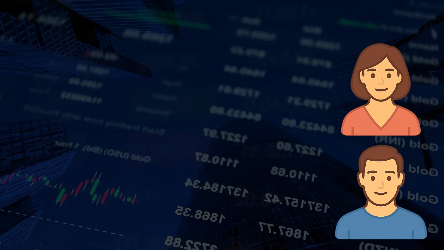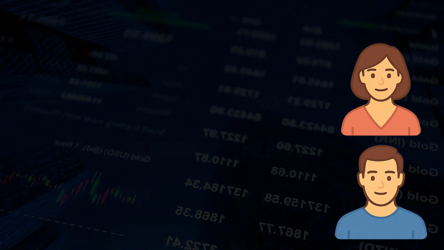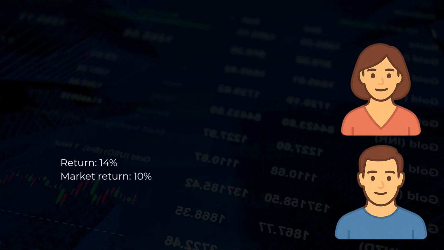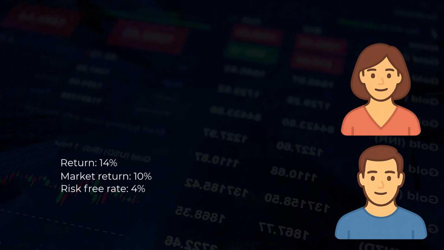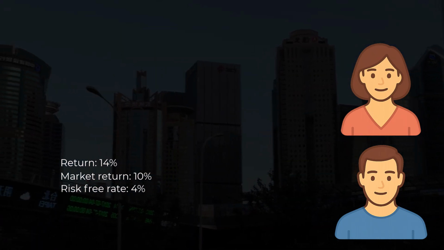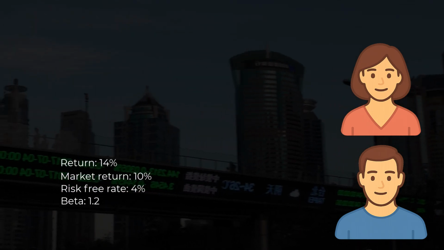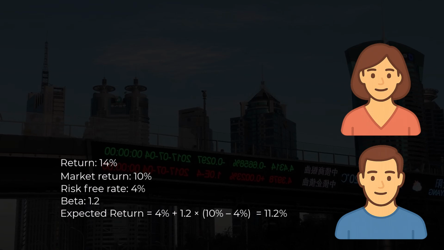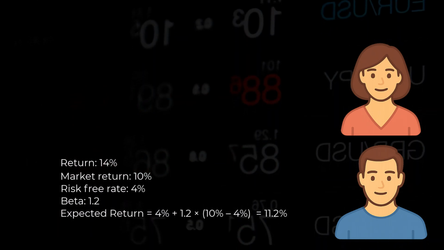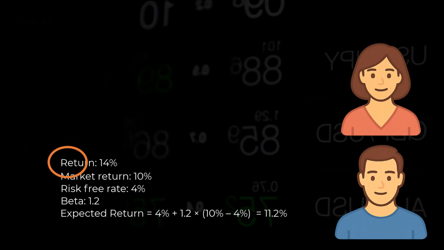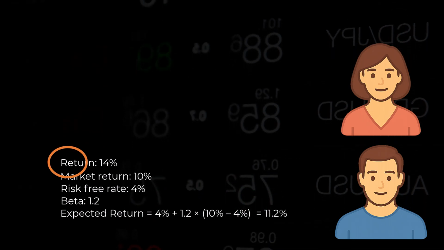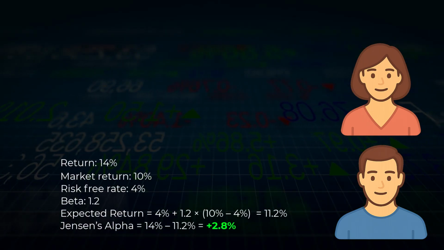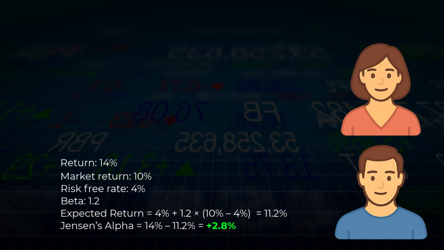Let's walk through this by using Bob and Alice again. Let's say that Bob runs a portfolio that returned 14% over the year. The market returned 10%, and the risk-free rate, like treasury bills, is 4%. Now Bob's portfolio has a beta of 1.2, meaning that it's riskier than the market. If we plug all these numbers into the formula, then we get an expected return of 11.2%. His actual return was 14%. So, if we calculate Jensen's alpha, we get 14% minus 11.2%, which is 2.8%. Bob outperformed what was expected from his risk level.